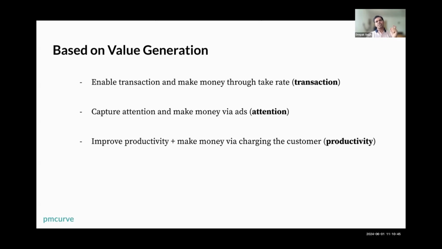So basis the value generation, the reason you want to classify the products is because the way you will define PMF will change for a transaction product as compared to attention product. For example, it would be a little futile to talk about daily active users for Amazon, but it will make a lot more sense to talk about daily active users when it comes to attention products like Facebook or Google, which is why Meta talks about monthly active users, daily active users, stickiness and all. Whereas Amazon talks about the number of transactions, the volume of transactions, the value of transactions, right?